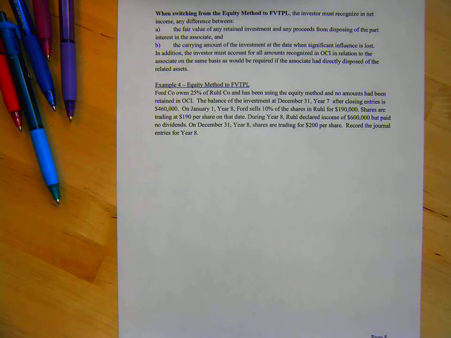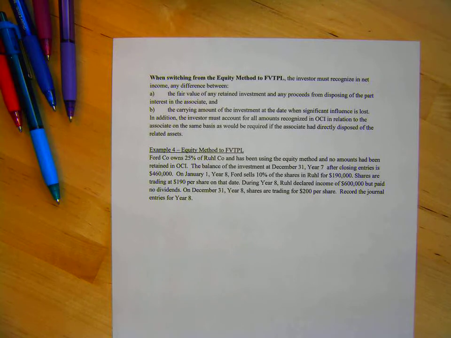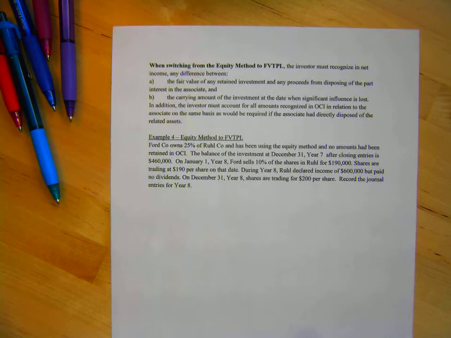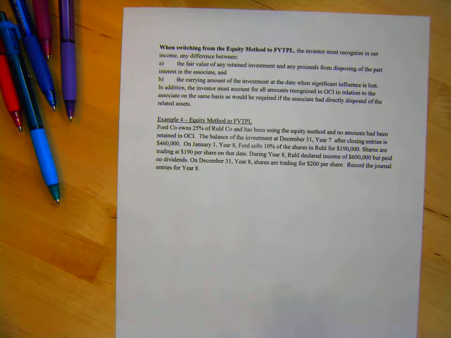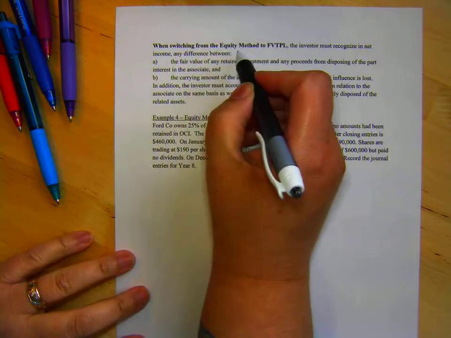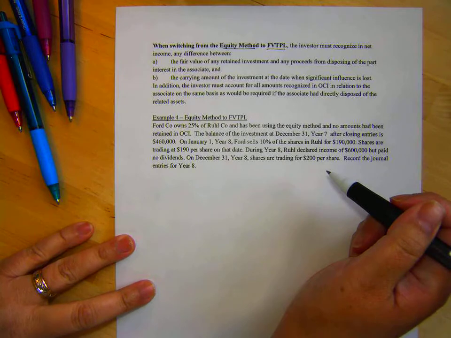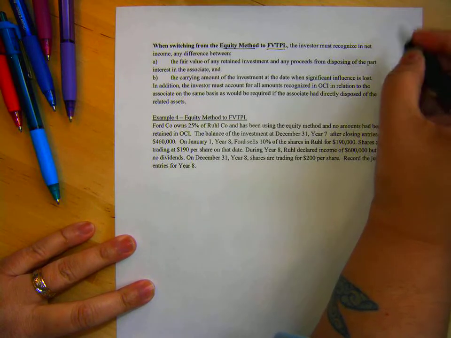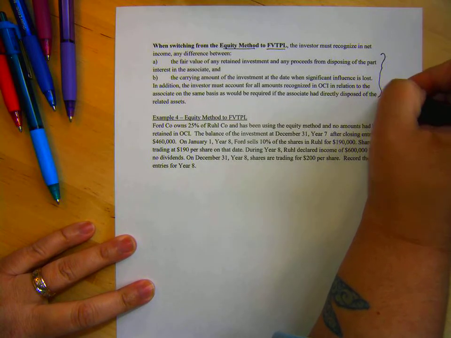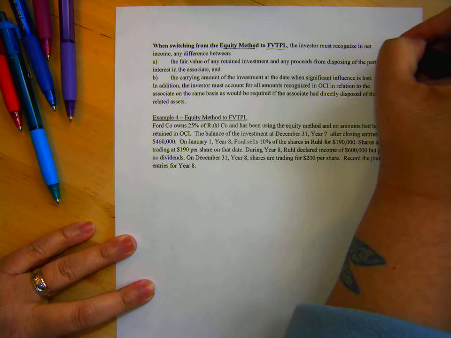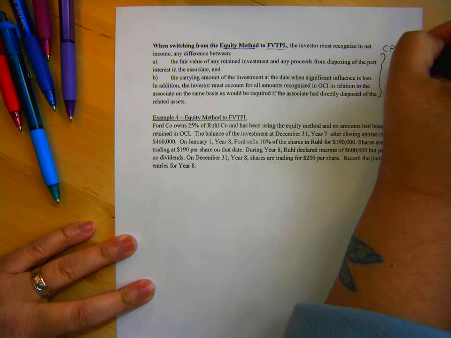Okay, so we are continuing on page 8 of chapter, oh God, I don't know what chapter I'm in, 2. And now we're going to do the opposite. We're going to switch from the equity method to fair value through profit or loss. So this is very nicely taken from the CPA handbook.